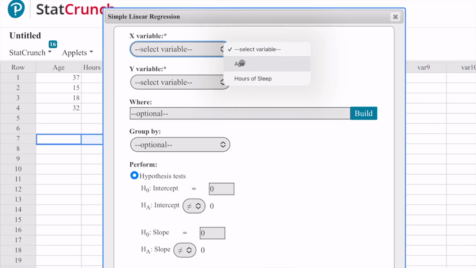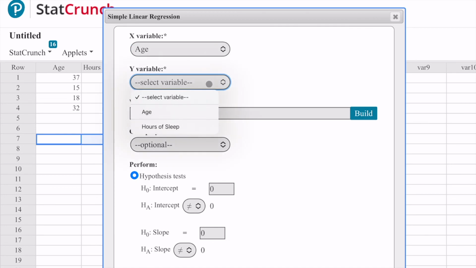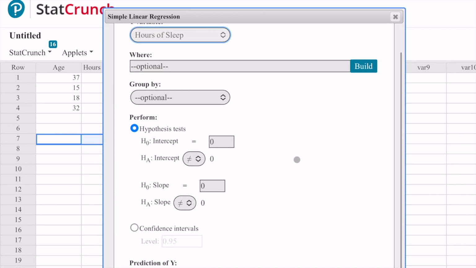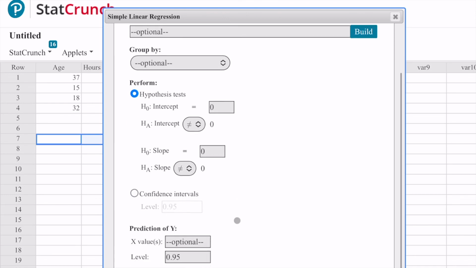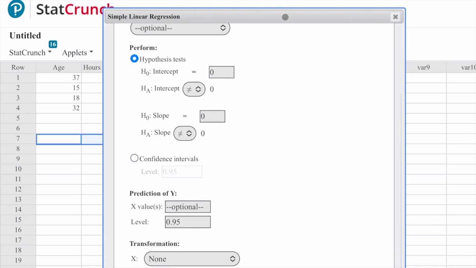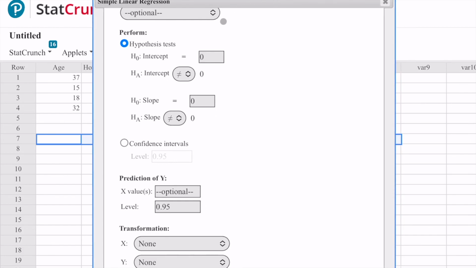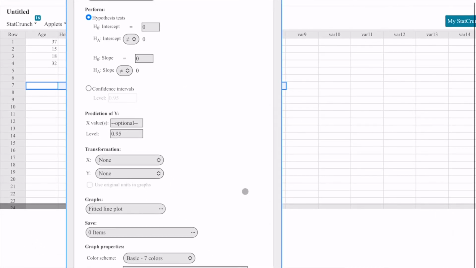X variable, that was our age. Y variable, the hours of sleep. And notice it's asking what we're performing. We're not going to perform a hypothesis test nor a confidence interval, so it doesn't matter what that's on. Let's keep on scrolling down. Let me make this smaller for you guys. All right, let's go down to compute.